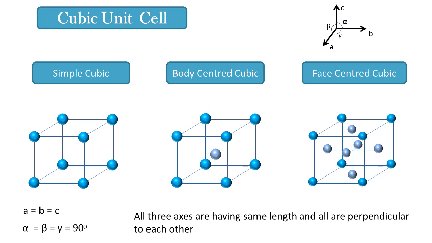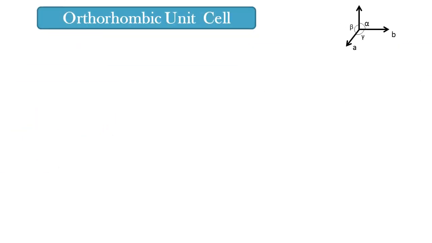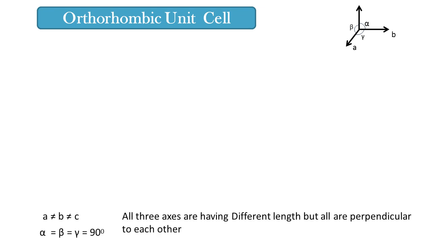As the length of all axes is equal, instead of referring to their lengths as a, b and c, we can just call it a for all the sides because it is a cubic crystal. Second system is orthorhombic system, in which all the axes have different lengths but the angle between them is 90 degrees, so they are perpendicular.